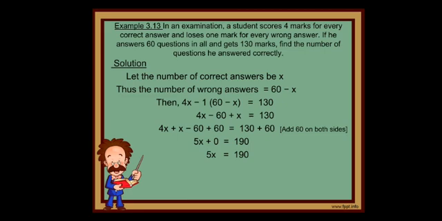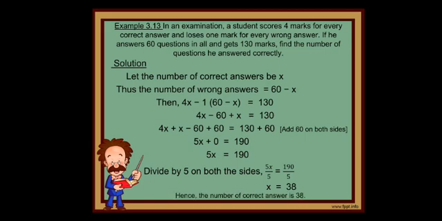Now we have to remove 5. Here 5 is in multiplication with x. So divide both the sides by 5. 5x by 5 is equal to 190 by 5. 5x by 5 is x. x is equal to 190 by 5, which is 38. So the number of correct answers is 38.